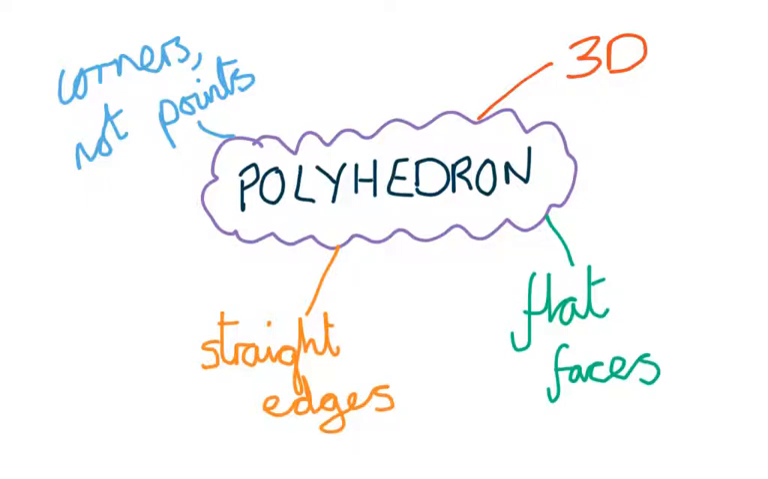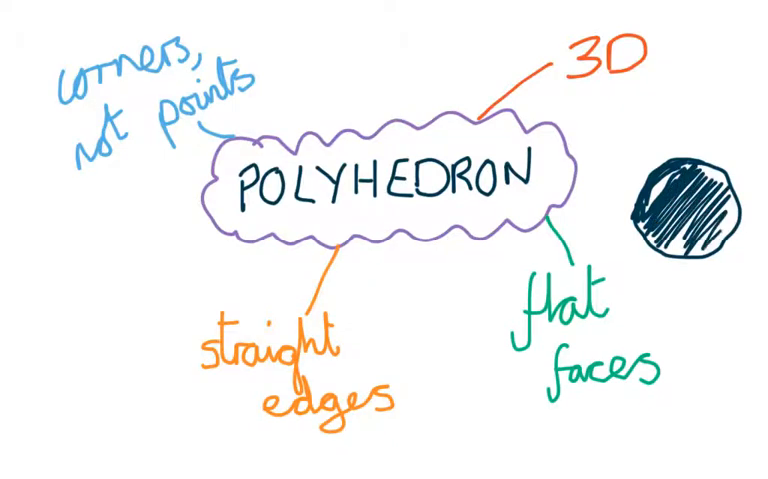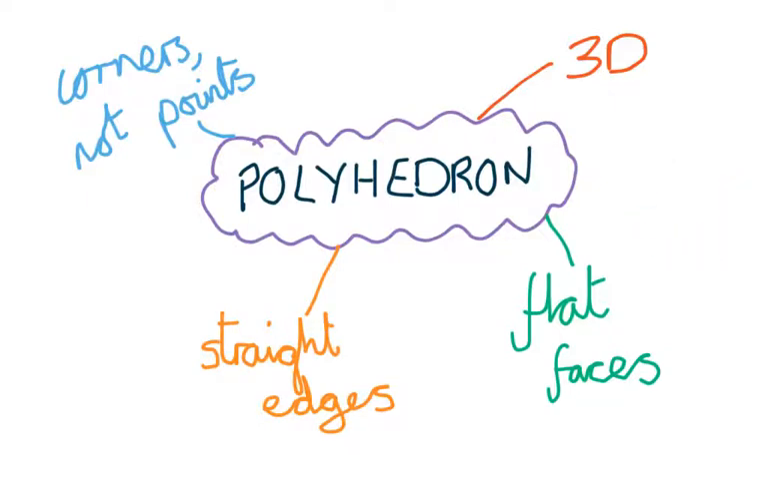So a sphere, for example, like a ball shape. If you've got a sphere, my beautiful shading on here, that is not a polyhedron because it does not have straight edges and it does not have flat faces.